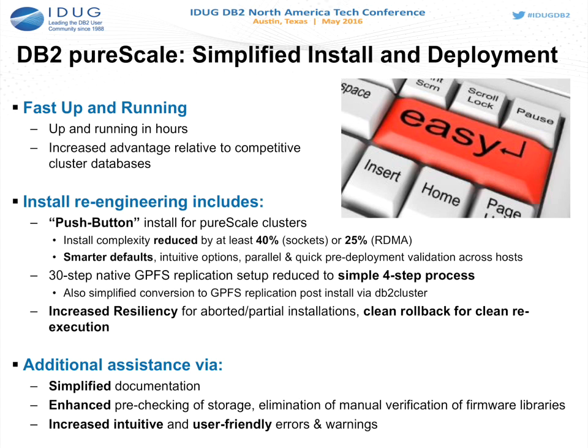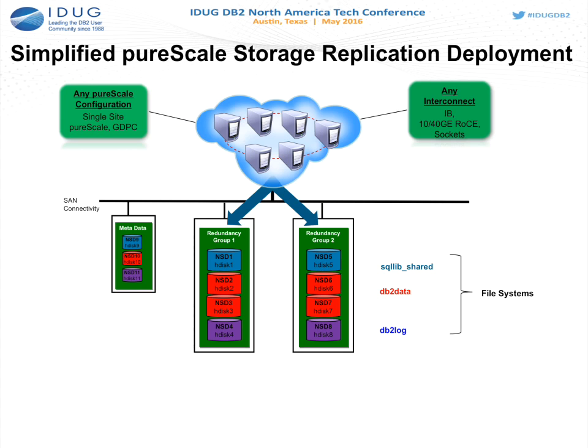I think the complexity of the install and deployment has been reduced by somewhere between 20 and 40%, depending on what type of protocol you're using. And there's a number of other improvements in the install process. One I'm going to highlight here is if you want to set up PureScale with storage replication, it's much simpler now in this release. A lot of people love the built-in CPU redundancy that PureScale gives you.